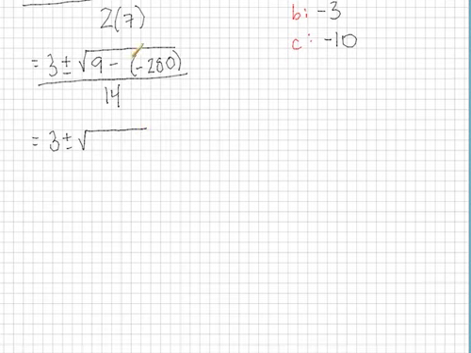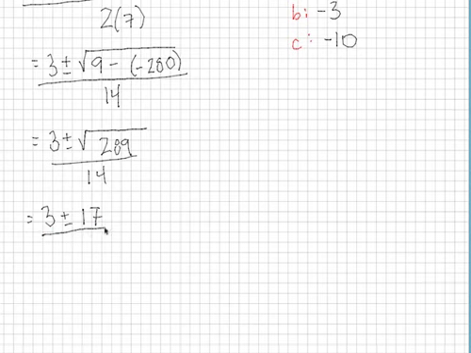Let's go ahead and simplify one more time so that we get 3 plus or minus the square root of 289, since our negatives will cancel each other there, over 14. And 289 is actually 17 squared. So the square root of 289 would of course be 17. And that's going to be over 14. So this will give us our two values for x.